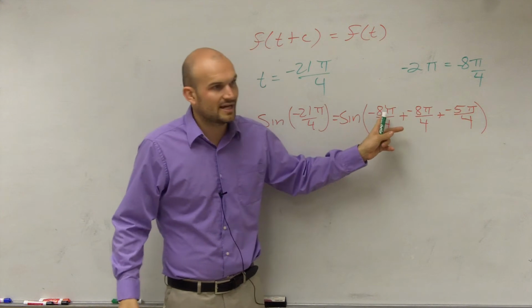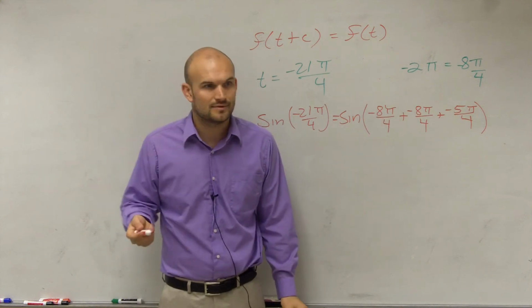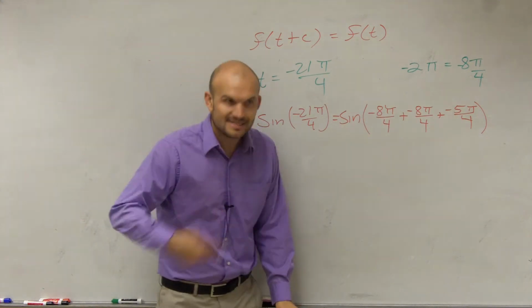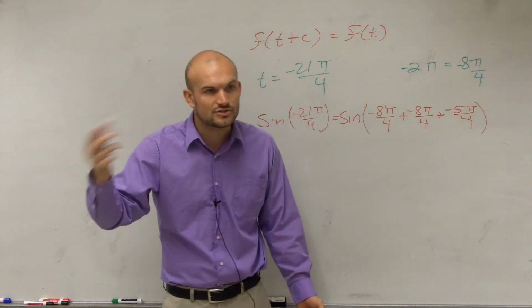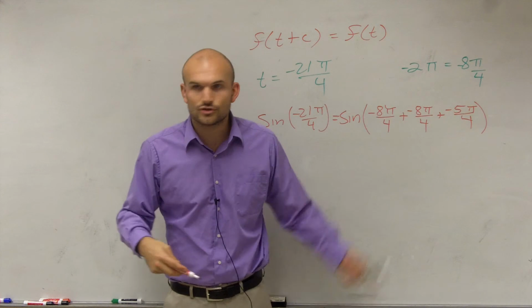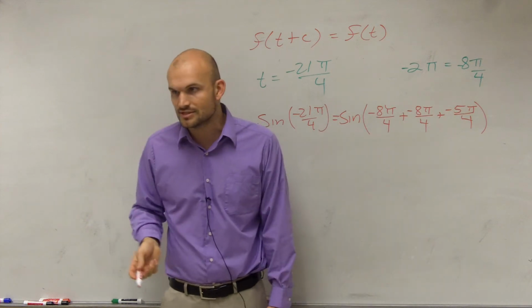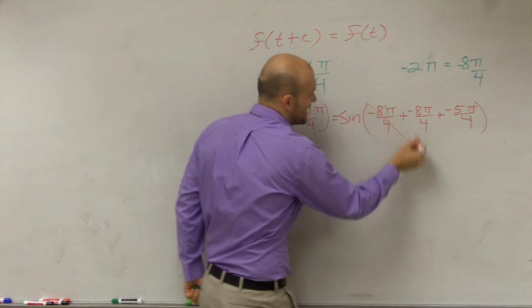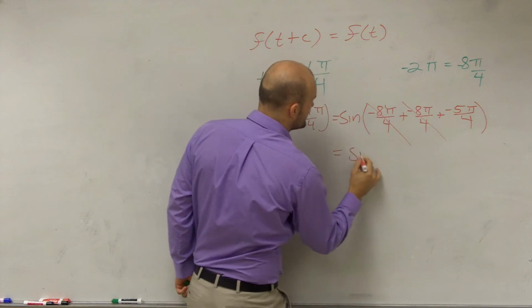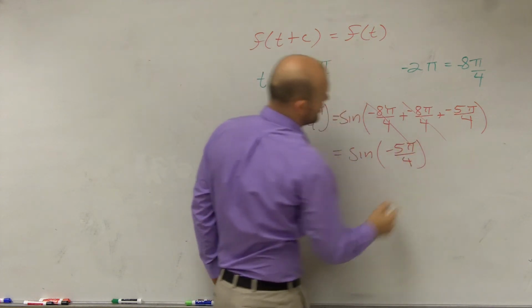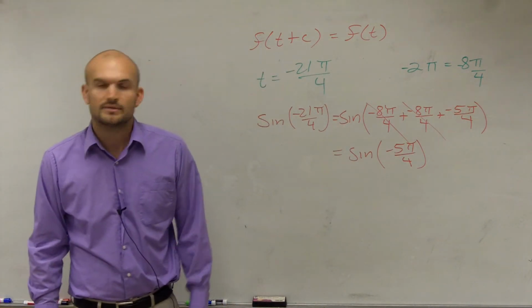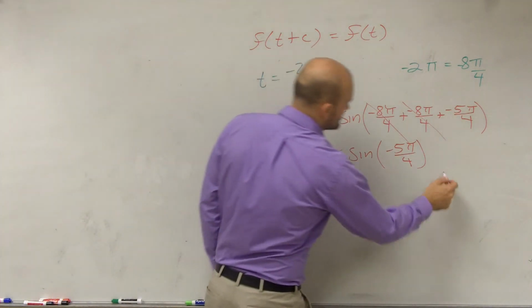Now, what does negative 8 pi over 4 do, where does that take you? It just takes you back to where you started, right? It's just a circle. It's just a revolution. So that's all it is. So do we need to keep on counting our revolutions? No. So we can just cancel these out. So therefore, all we need to do is evaluate for negative 5 pi over 4. Now, where's negative 5 pi over 4? Well, that one's pretty easy to do.